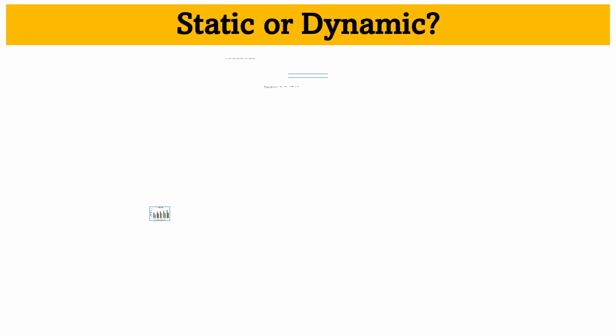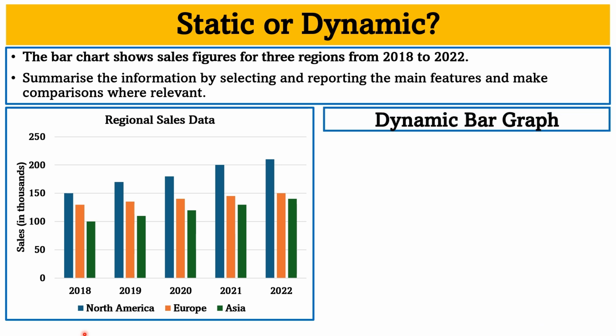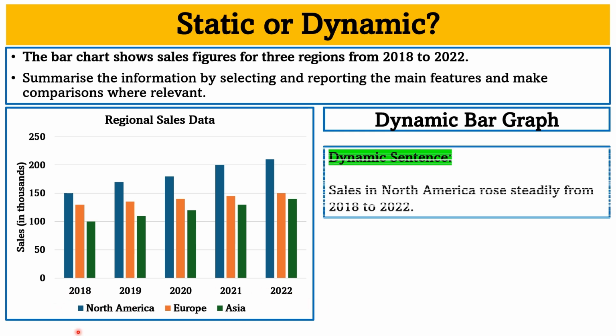Here is our third graph. What do you think? Is it static or dynamic? Yes, this is another dynamic graph because it shows how sales changed in North America, Europe, and Asia over 5 years. We can describe trends in this graph.